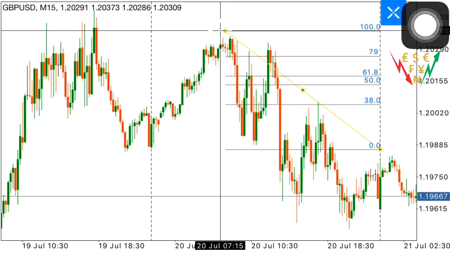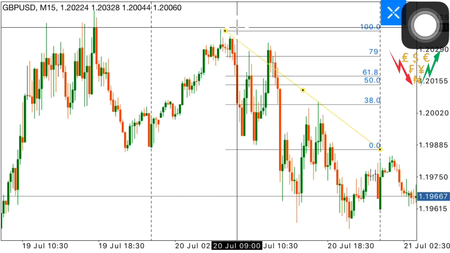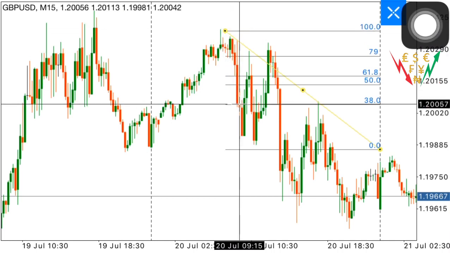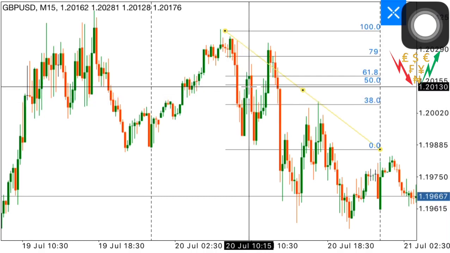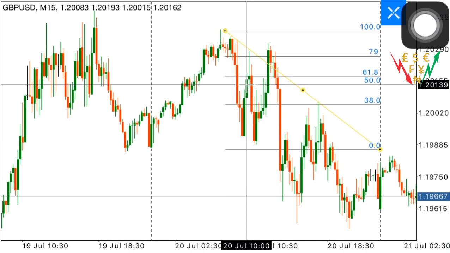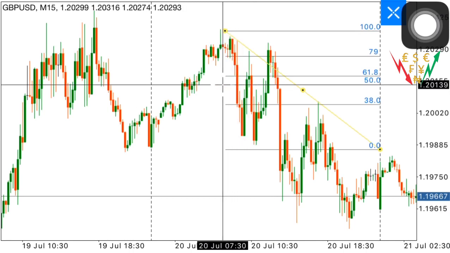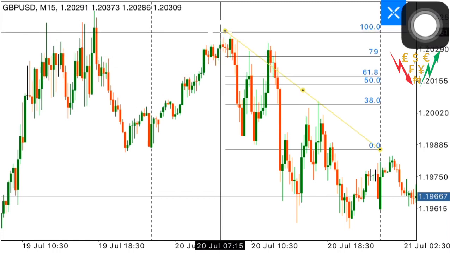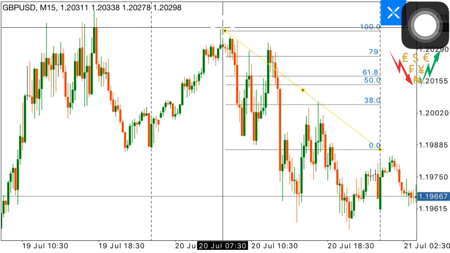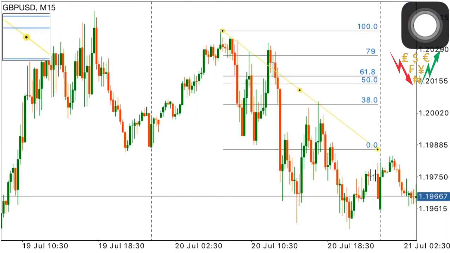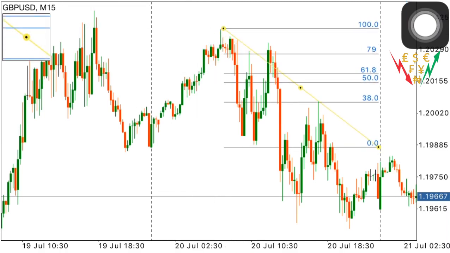Now, looking at the timing, guys, this is the highest point, right? This is where the London session starts. You can see here that this is where the London session starts. This is 10 a.m. Now the highest point of the Tokyo session is here, which is where we're going to have our Fibonacci picked, the highest point.